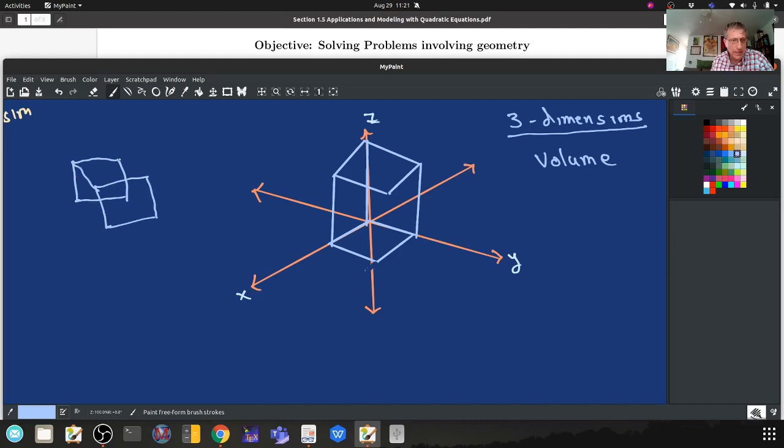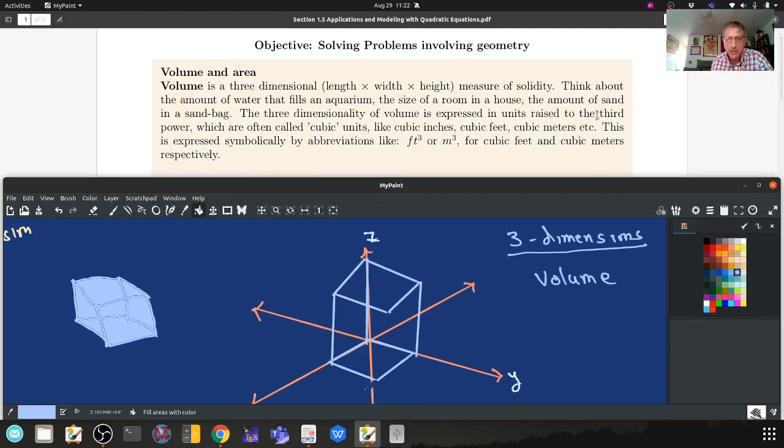It'd be something like this. Really, you see why I want to use the computer to aid me to draw. And the dimensionality of it is going to be as if it were a solid and everything was filled up. Think about an aquarium. I actually give you some examples of volume. Think about the amount of water that fills an aquarium, the size of a room in the house, how much air is in a house, the amount of sand in a sandbag.